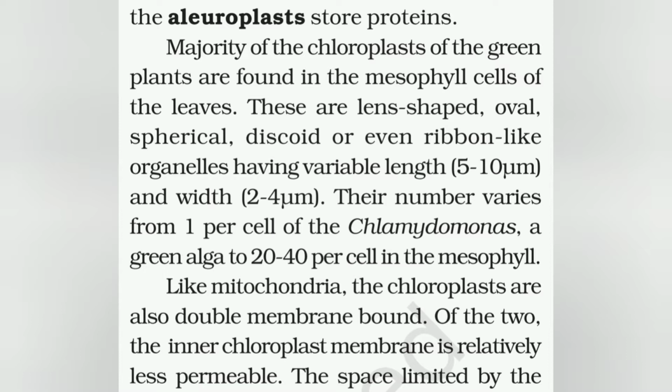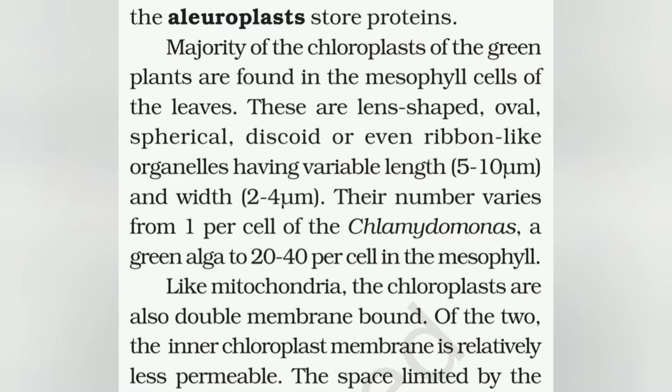The majority of the chloroplasts of the green plants are found in the mesophyll cells of the leaves. These are lens-shaped, oval, spherical, discoid or even ribbon-like organelles having variable length of 5 to 10 micrometers and width of 2 to 4 micrometers. Their number varies from 1 per cell in Chlamydomonas, a green alga, to 20 to 40 per cell in the mesophyll. Like mitochondria, the chloroplasts are also double membrane bound.